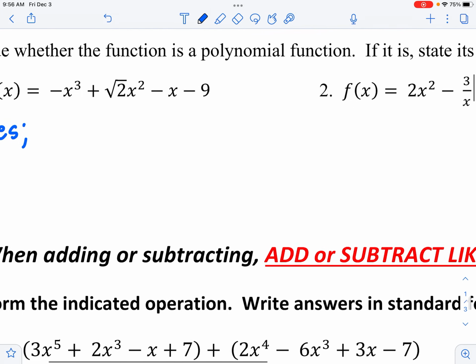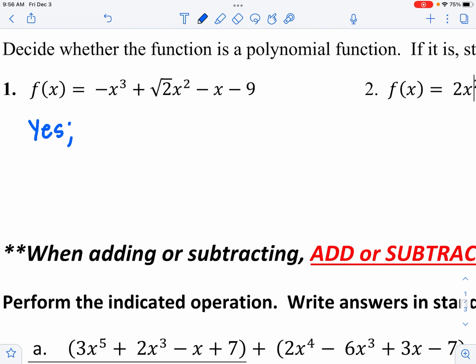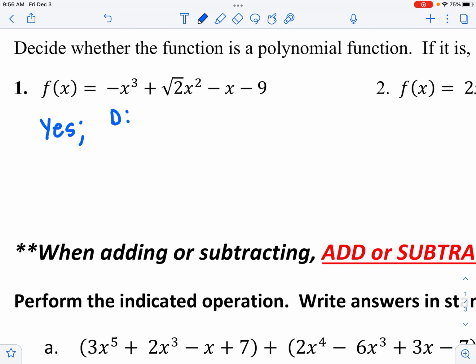The other thing it asks us is to state the degree, type, and leading coefficient. Let's start with the leading coefficient. The leading coefficient is the coefficient on your first term as long as it's in standard form. This is in standard form because the highest exponent is first. The leading coefficient would be the number in front of that, so it's -1. The degree is the highest exponent, so that's 3. And then the type would be the name that was listed above. So this is a cubic function.